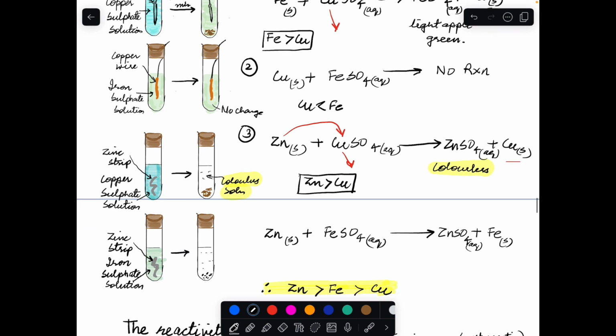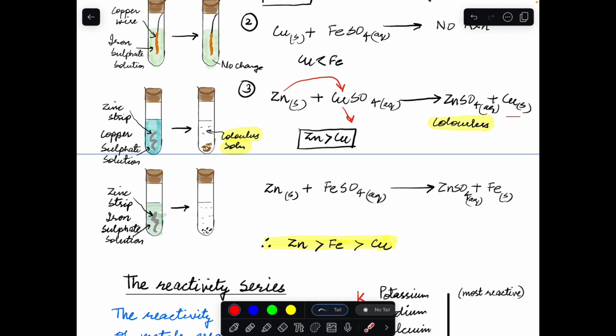Next idea, this time we have taken iron sulfate, that is apple green solution, and we have dipped again the zinc strip. So after some time, what do we observe? We will be getting again the same thing, a colorless solution. Okay, and this time there is some blackish or grayish dust at the bottom. This dust is nothing but your iron metal at the bottom. So from the fourth reaction, what idea are we having? That zinc is more reactive than iron also.